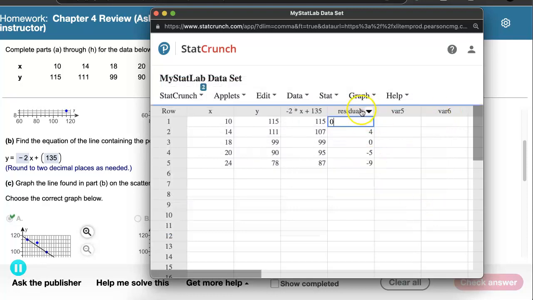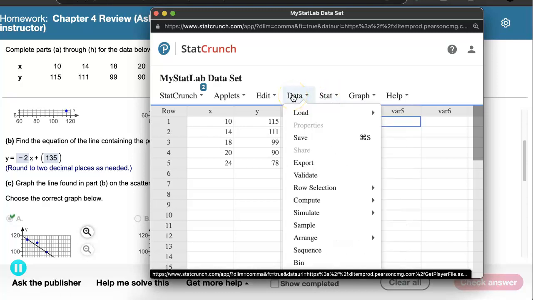Let's move that out of the way. And here are the residuals for the line that we found in part B. What we're asked for is the sum of the squared residuals. So I'm going to take this one step further and square the residuals, and then I'll add up that column. So again, I'm just trying to do as much as I can here in StatCrunch.